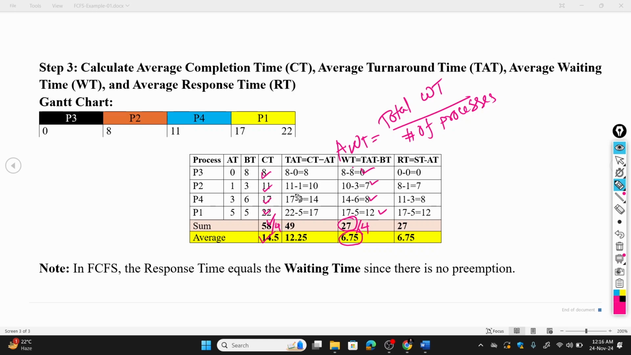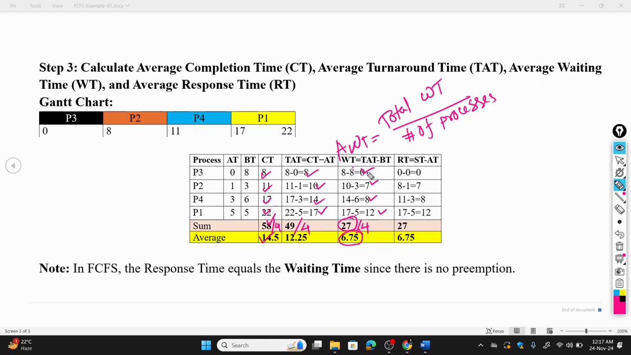Okay, now we have to calculate average turnaround time. So the sum of turnaround time is 8 plus 10 plus 14 plus 17 is equal to 49, and 49 divided by number of processes, which is 4. So 12.25 is the average turnaround time.